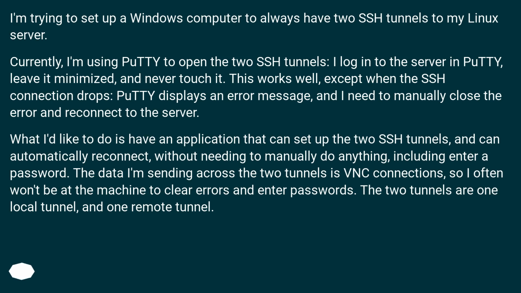This works well, except when the SSH connection drops, PuTTY displays an error message, and I need to manually close the error and reconnect to the server. What I'd like to do is have an application that can set up the 2 SSH tunnels, and can automatically reconnect, without needing to manually do anything, including enter a password. The data I'm sending across the 2 tunnels is VNC connections, so I often won't be at the machine to clear errors and enter passwords. The 2 tunnels are one local tunnel, and one remote tunnel.